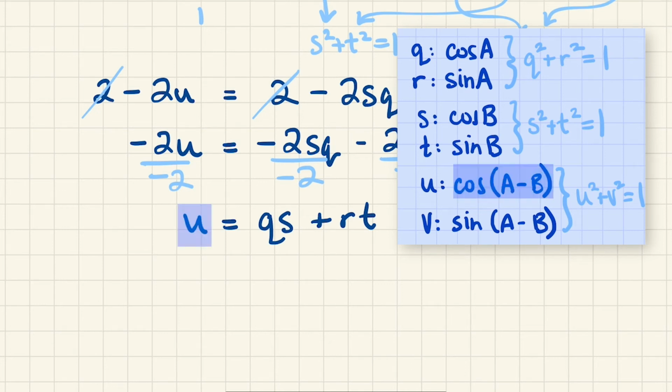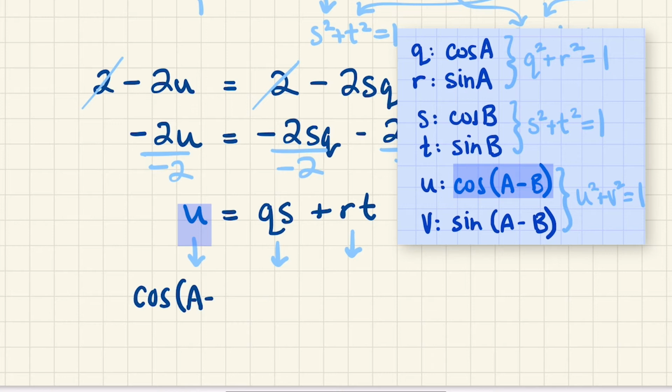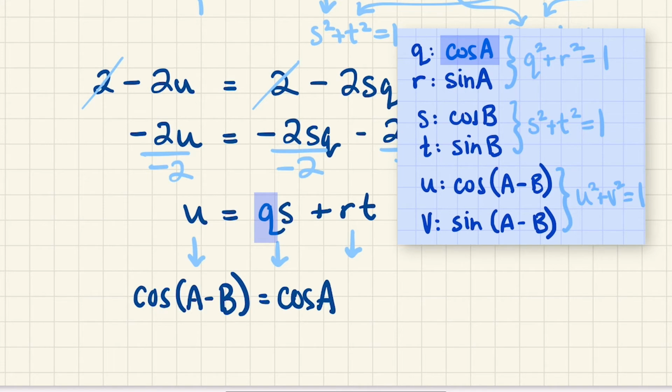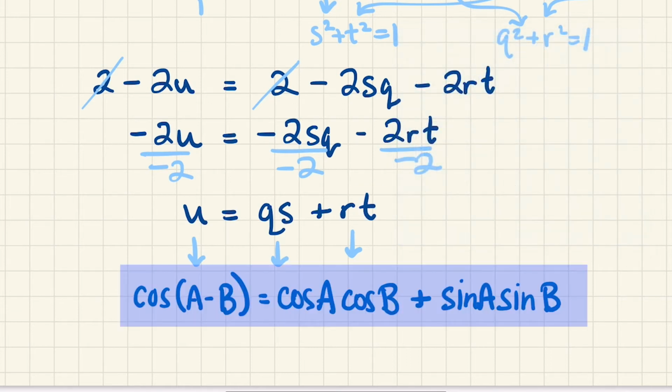So u is cosine of a minus b. And q is cosine of a. s is cosine of b. r is sine of a. And t is sine of b. And this is considered the difference identity for cosine. So cosine of one angle minus another is equal to cosine of the first angle times cosine of the second angle plus sine of the first angle times sine of the second angle.